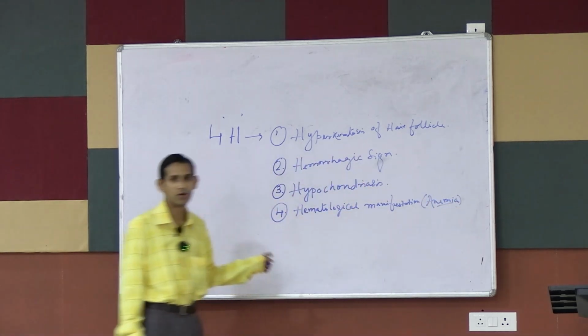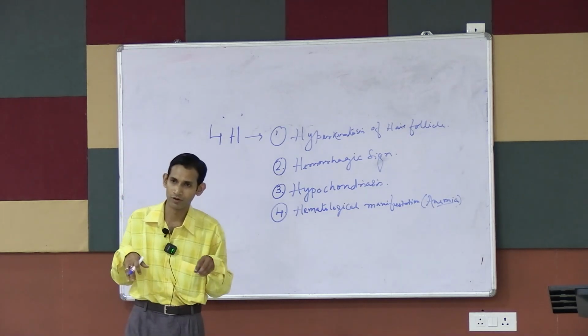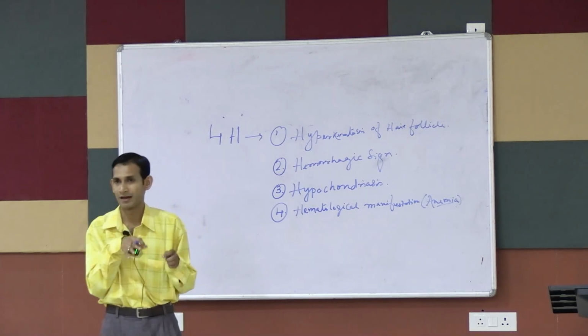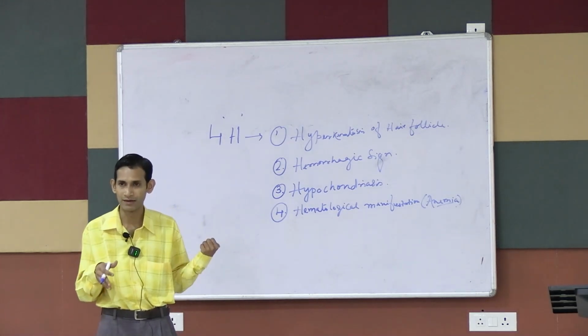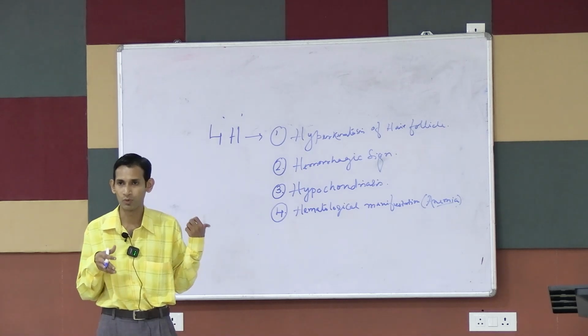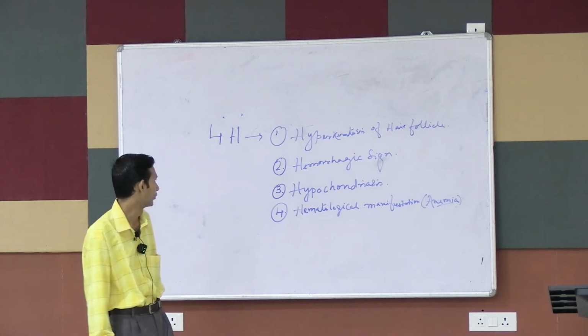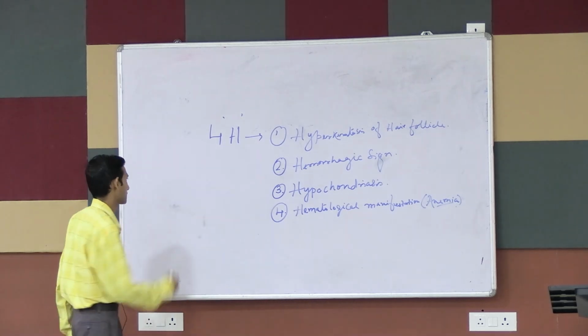Anemia. Why does anemia occur? Because of the loss of blood from the body, and also the loss of blood from the gingiva and other sites. There is a high chance of development of anemia due to blood loss. The patient complains of weakness and other symptoms. So most important, you have to remember the 4H for scurvy.